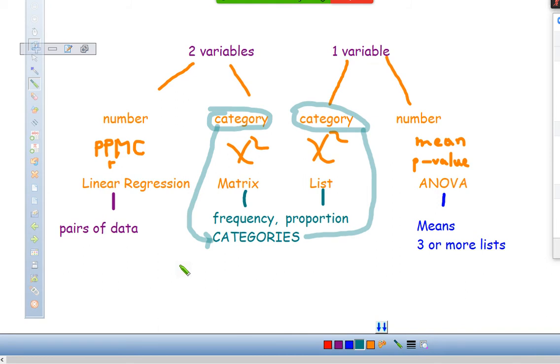In theory, it could be chapter 9 as well, right? But in terms of chapters 10 and 11, it's going to be this. You got pairs of data. You're looking for pairs of data, and you're going to be using the PPMC table and comparing R using linear regression. If there's only 1 variable, then this is going to be ANOVA. You're comparing means, and we're going to be looking at p-values. So you're going to have 3 more lists.